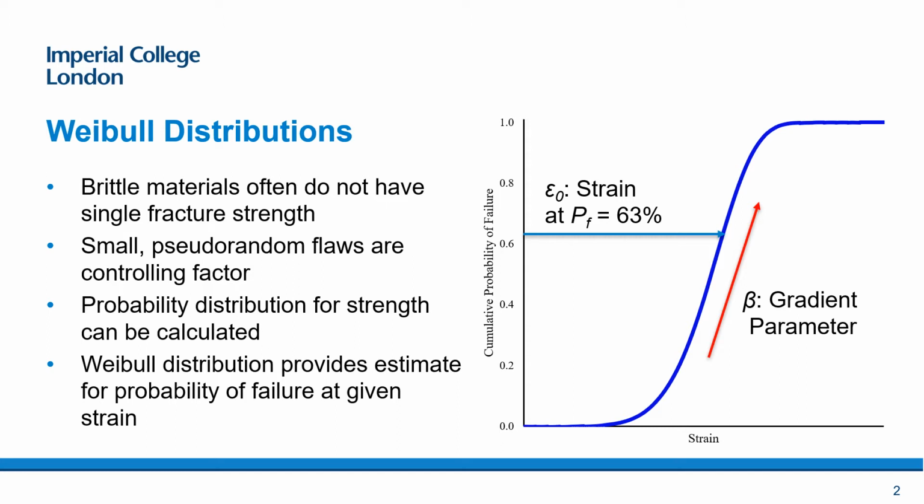What we can do is we can empirically fit a distribution to these fracture strengths and use that to predict the fracture strengths of materials in the future. A common method of doing this is the Weibull distribution, where you've got these two parameters to control your Weibull distribution. You've got your characteristic value. In our case, we're using strain, so that's the strain at which the probability of failure is 63%. And you've got your gradient parameter, beta, and that controls the slope of this S-curve. So if you have a larger beta, you'd have a tighter, steeper S-curve.